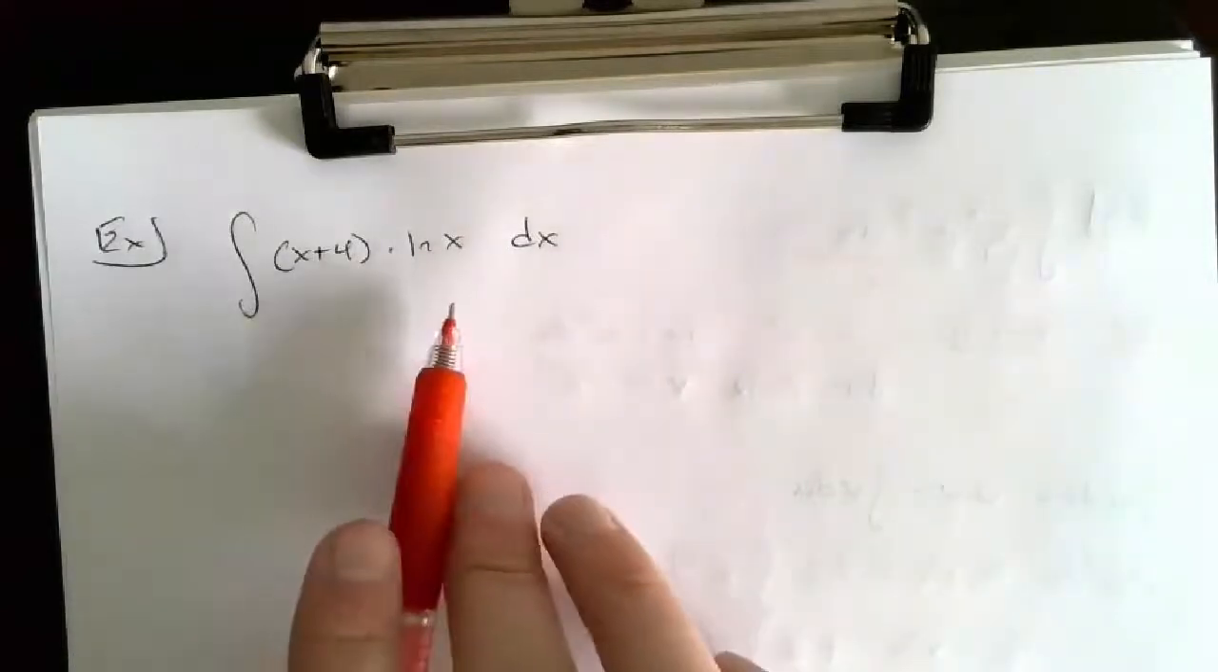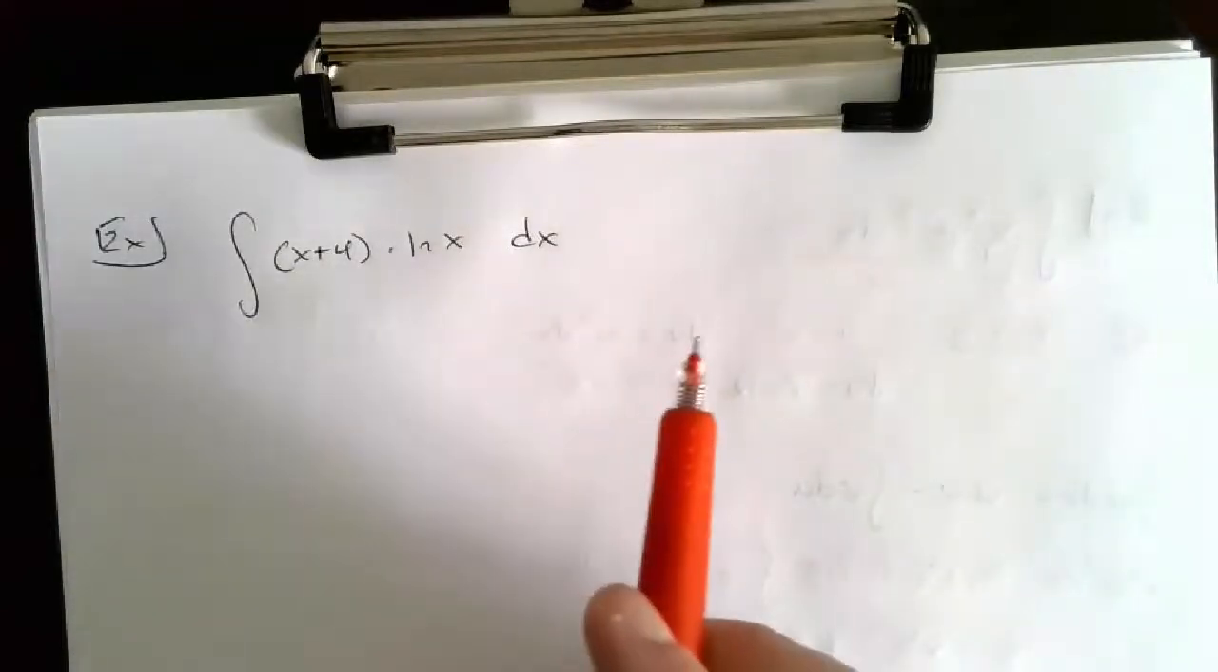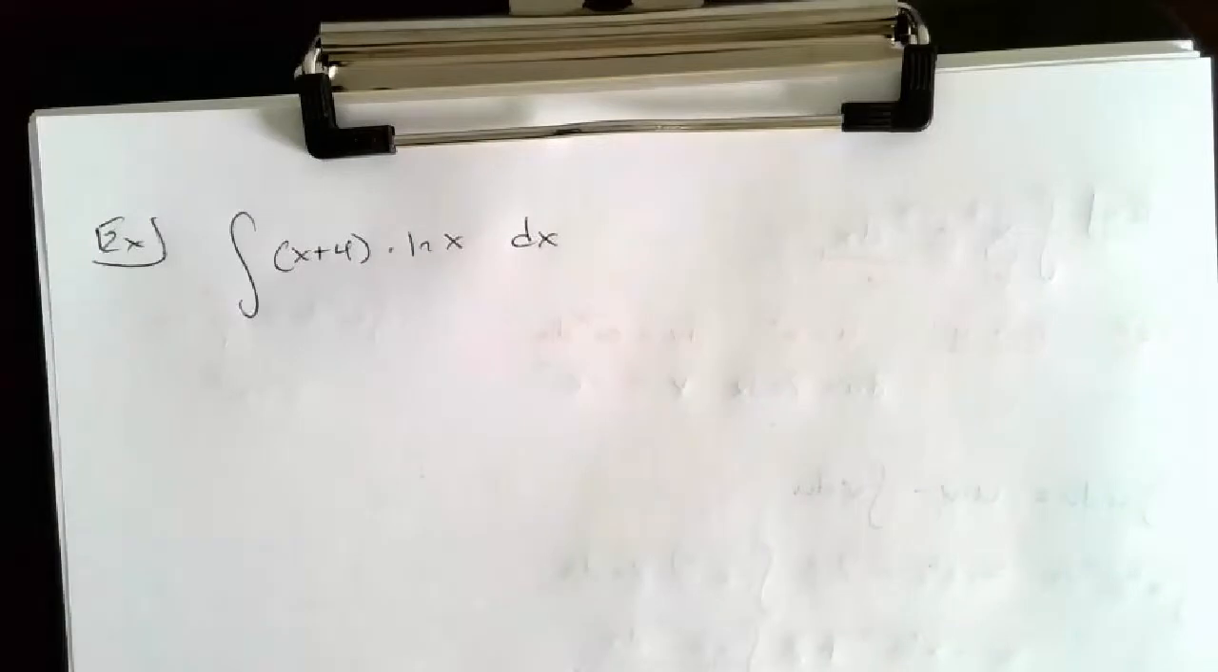So when I look at this, first off, it's a product of functions. I'm going to try to use either a u substitution or integration by parts. A u substitution really won't help me much here. If I let u equal natural log of x, du is 1 over x, and that doesn't replace the x plus 4 dx. So we're going to try integration by parts.